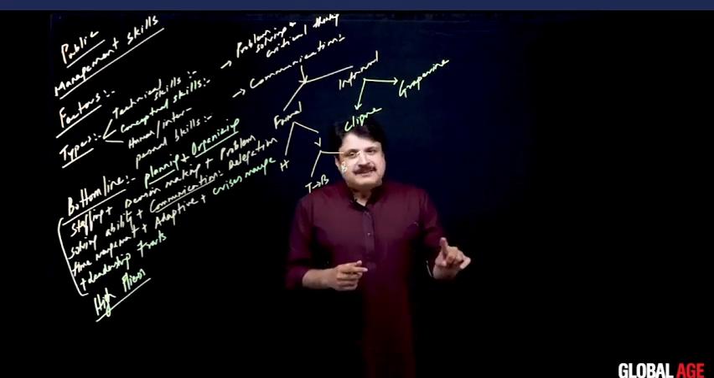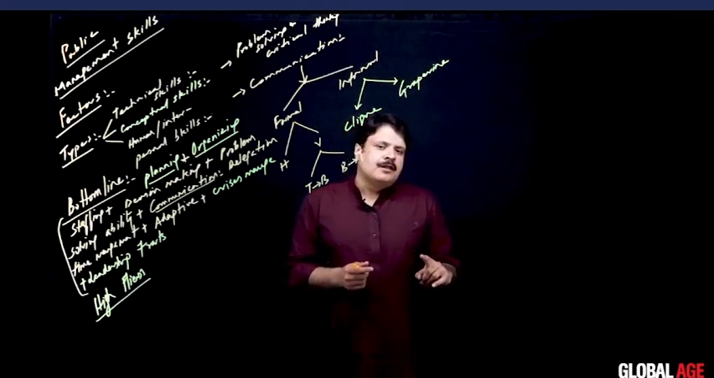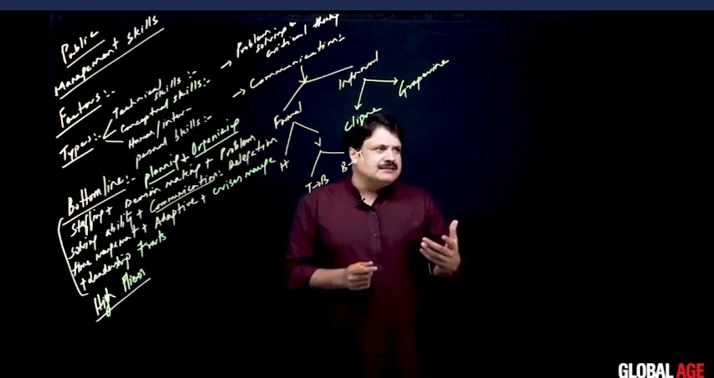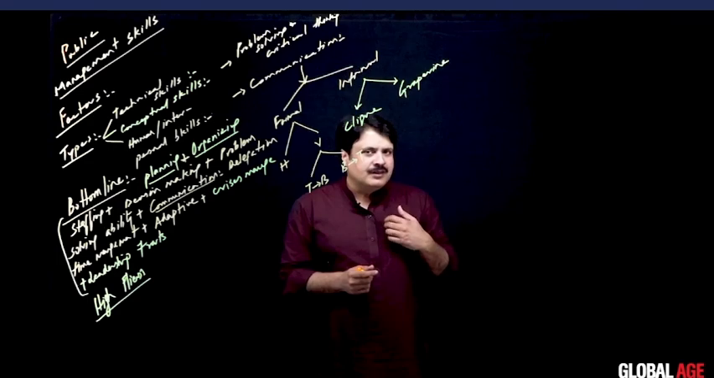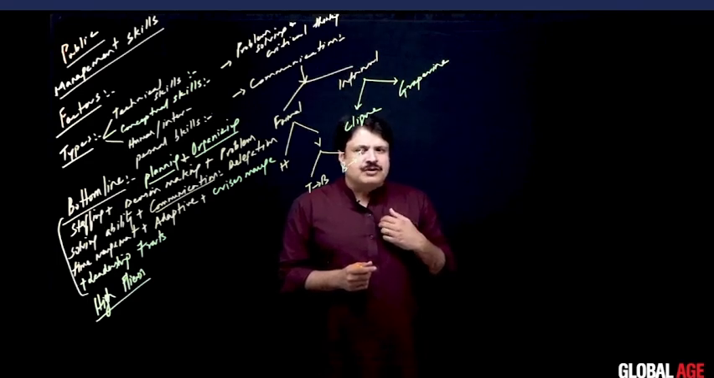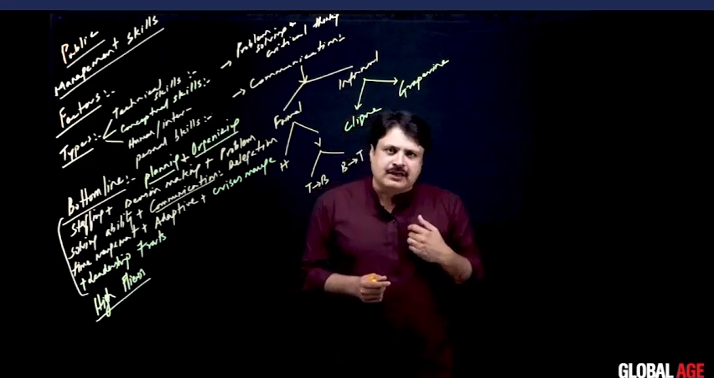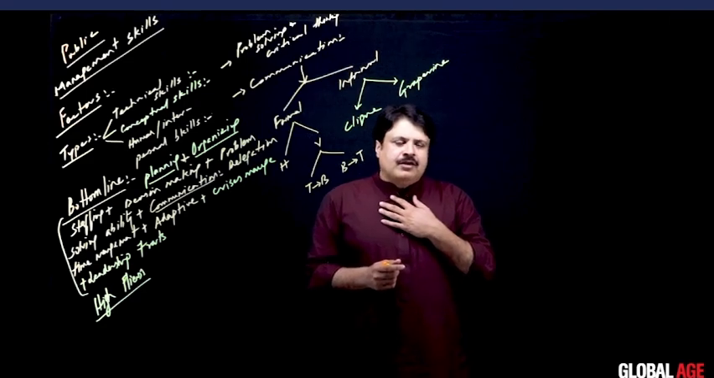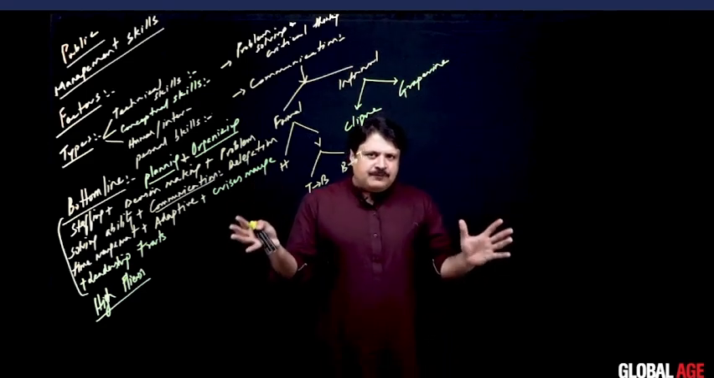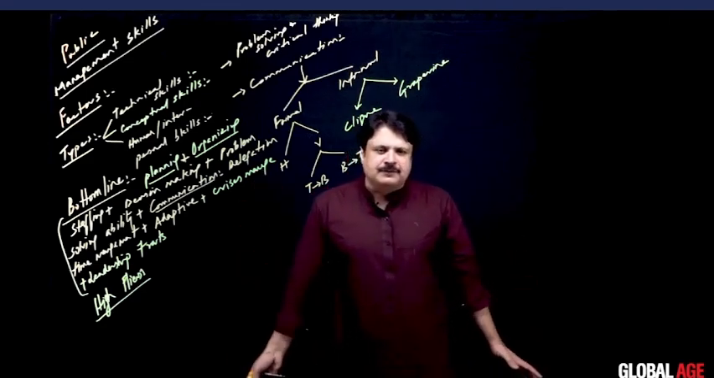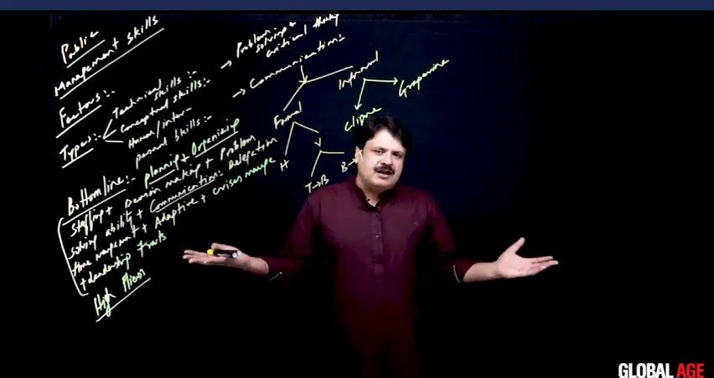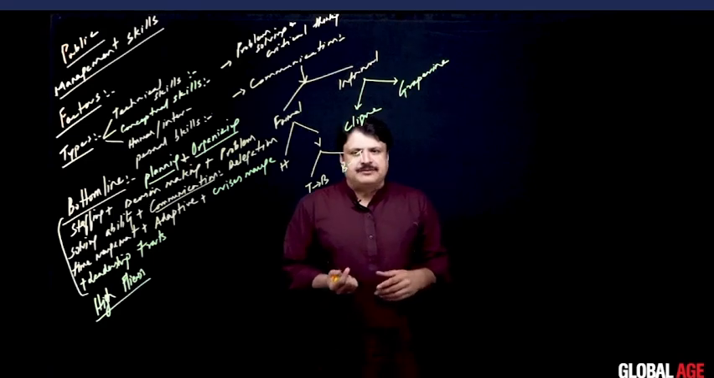Well, the other concept is of grapevine. Again, grapevine is a type of concept which comes out because of an inadequate and improper information network in the organization. When there is no formal proper channel of information, then the people start making grapevine type of concepts.